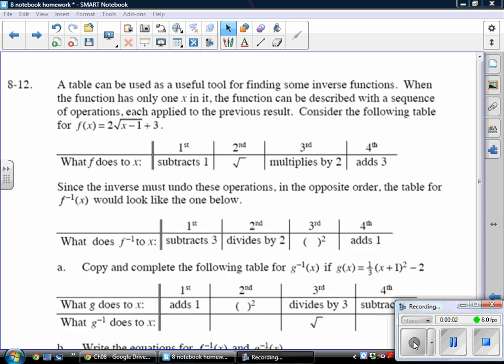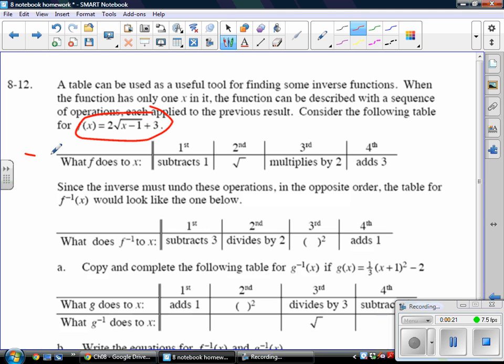This is problem 8-12 from section 8.1.1. Basically, it's showing you a way to organize writing the inverse equation by making a table. So here we go. First one says the regular f of x. Here's the equation for it. Original f of x equation. And here's the table that shows you what it does.